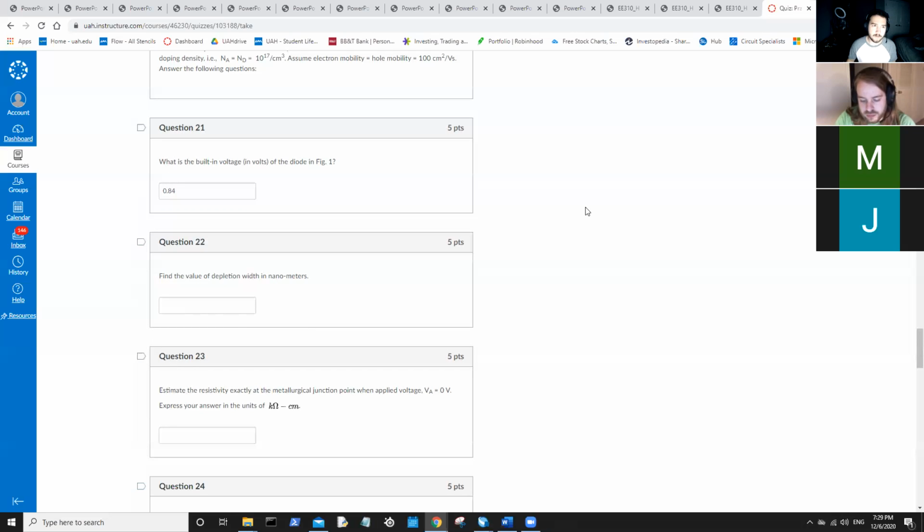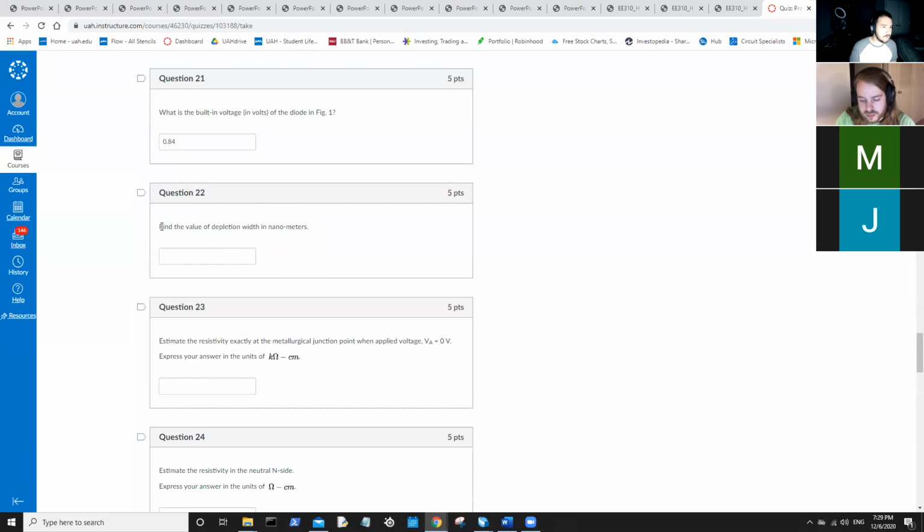Since we're submitting work here, if you put in the wrong answer on Canvas but submit correct work, I don't know what his rule on that is, but I'm sure you'd get a significant amount of credit, if not full credit. So then question 22: write the value of the depletion width. This is the total depletion width.